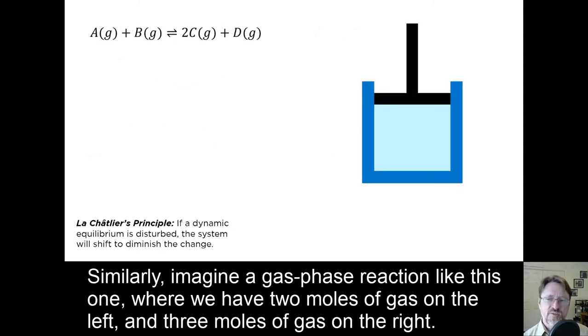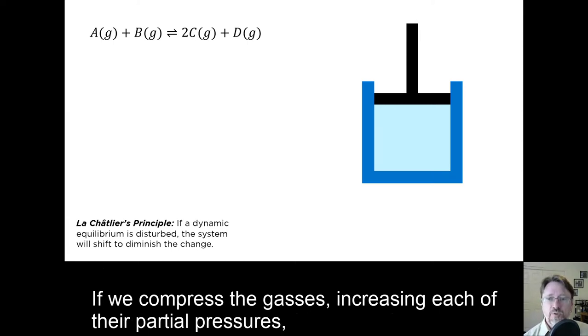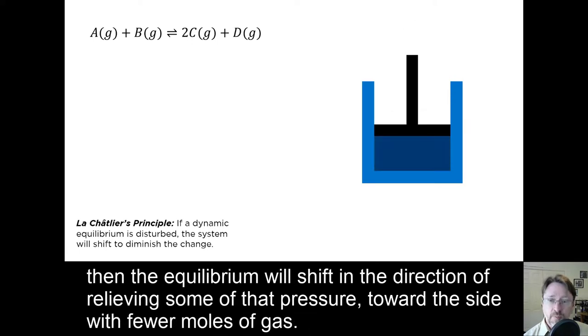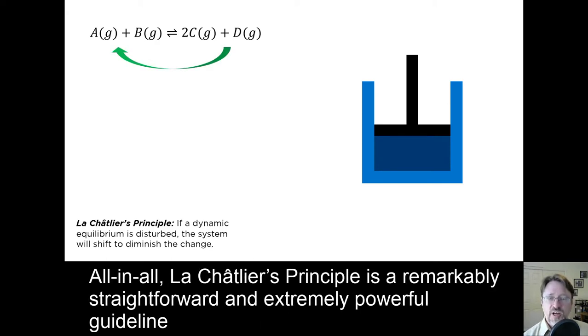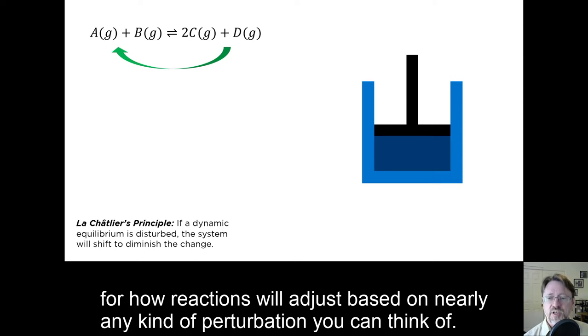Similarly, imagine a gas phase reaction like this one, where we have 2 moles of gas on the left and 3 moles of gas on the right. If we compress the gases, increasing each of their partial pressures, then the equilibrium will shift in the direction of relieving some of that pressure, toward the side with fewer moles of gas. All in all, Le Chatelier's principle is a remarkably straightforward and extremely powerful guideline for how reactions will adjust based on nearly any kind of perturbation you can think of.